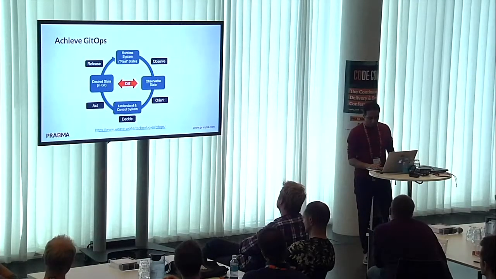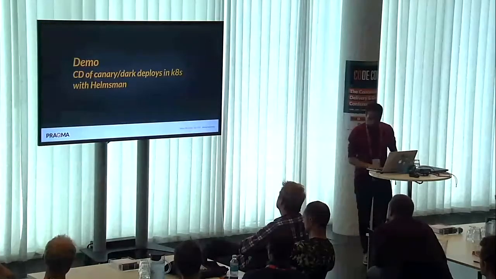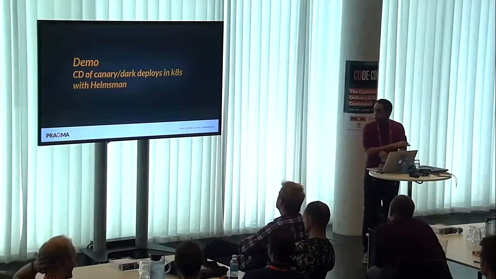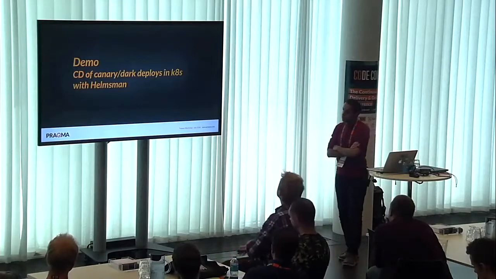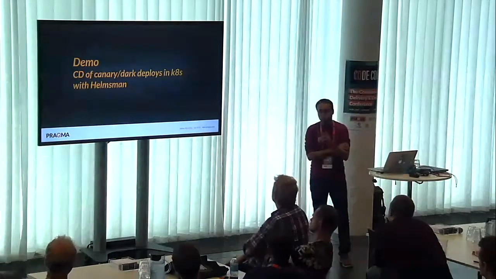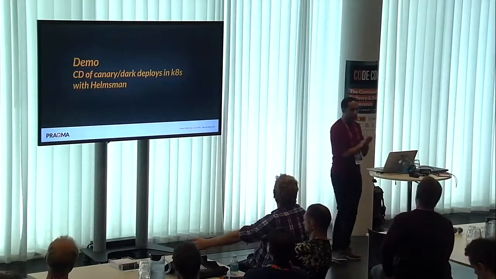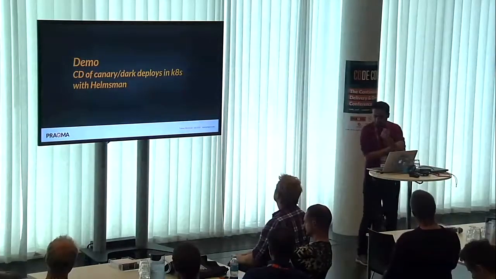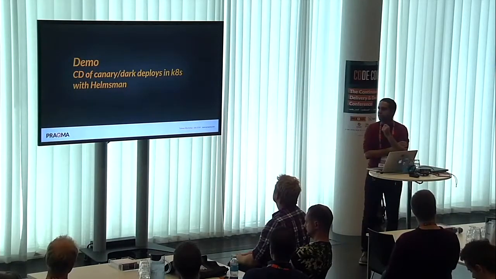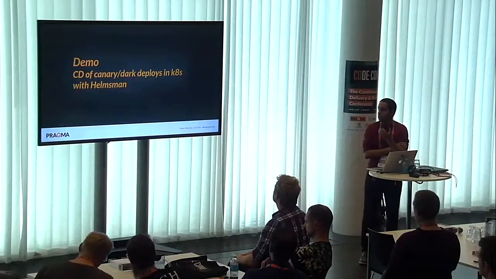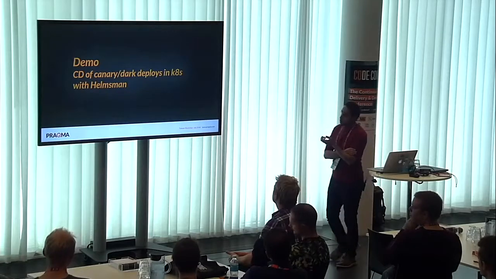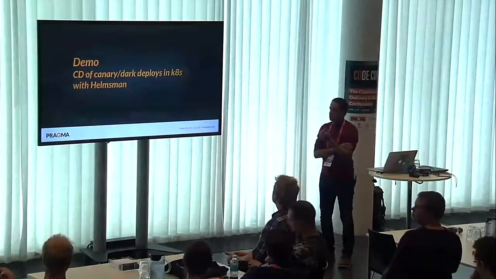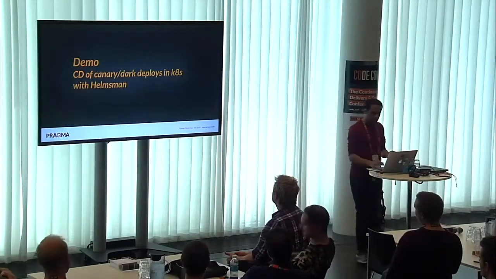So now let's quickly do a short demo of how we do canary and dark deploys in Kubernetes with Helmsman. Helmsman, as I mentioned, allows you to define a declarative desired state of your applications, of your Helm charts, I mean. And canary and dark deploys are two types of Kubernetes deployment strategies that you could use. So let's just go into this code.